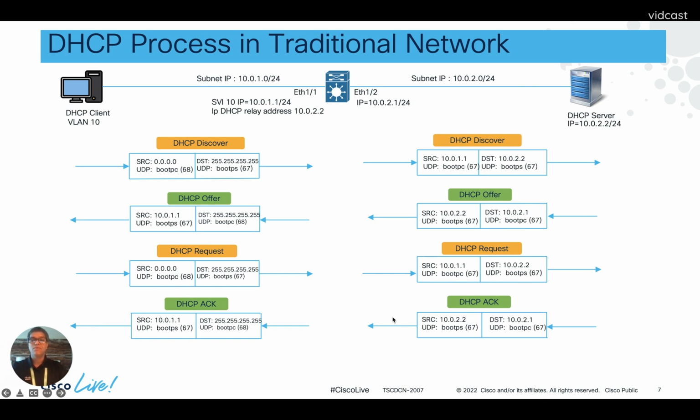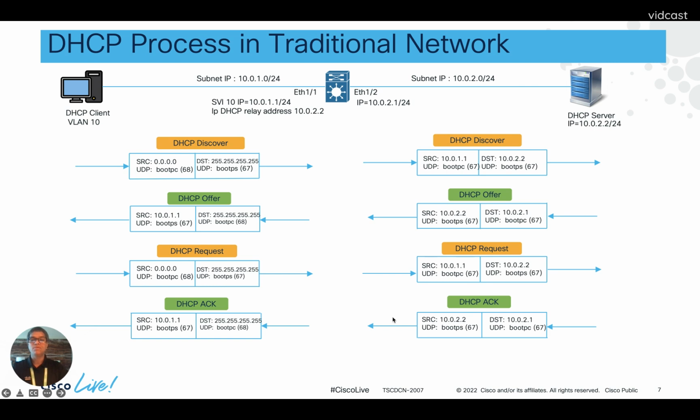So in this picture, you can see the DHCP client sending a DHCP discover message. The source IP is obviously all zero, destination IP is all 255. Source MAC is the MAC address of the DHCP client in VLAN 10, destination MAC is all F.